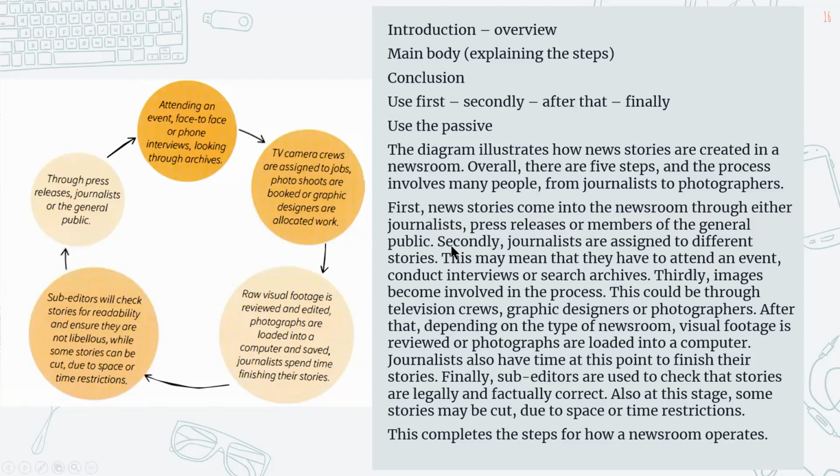Secondly, I will be talking about this step because here is how it goes. Journalists are assigned to different stories. It says attending an event, face-to-face or phone interviews, looking through archives. Secondly, journalists are assigned to different stories. This may mean that they have to attend an event, conduct interviews, or search archives.